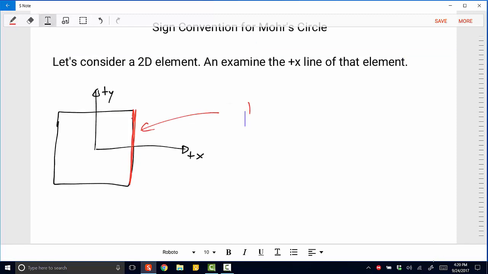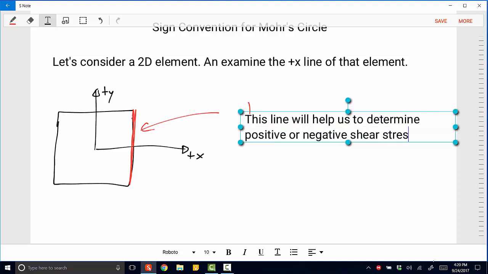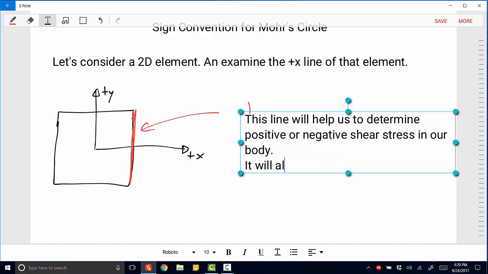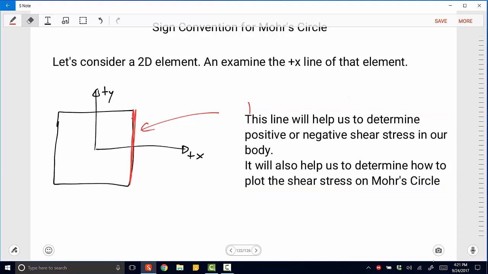So let's just say that this line will help us to determine positive or negative shear stress in our body. It will also help us to determine how to plot the shear stress on Mohr's circle. So it has two functions. What is the shear stress? And then how do we plot it on Mohr's circle?